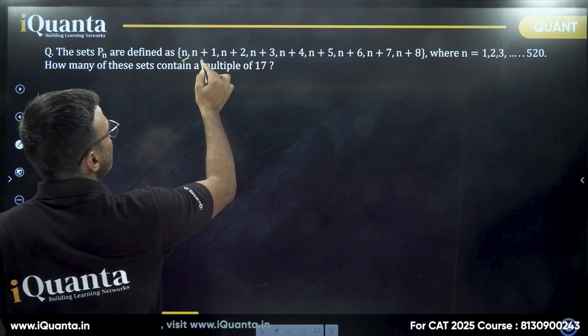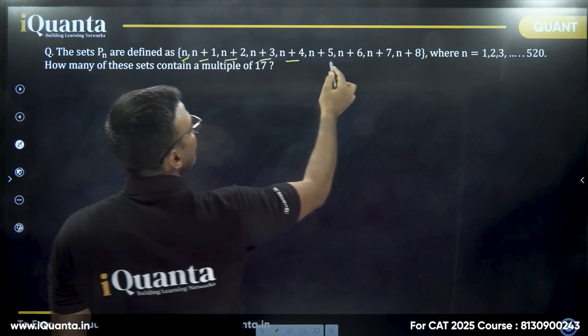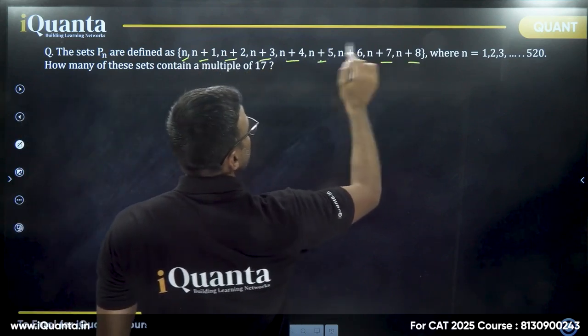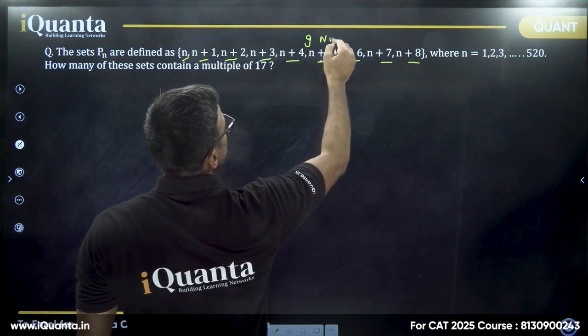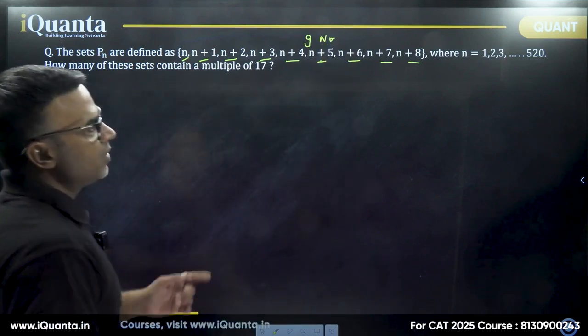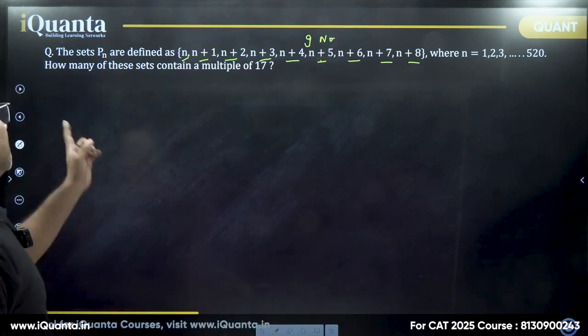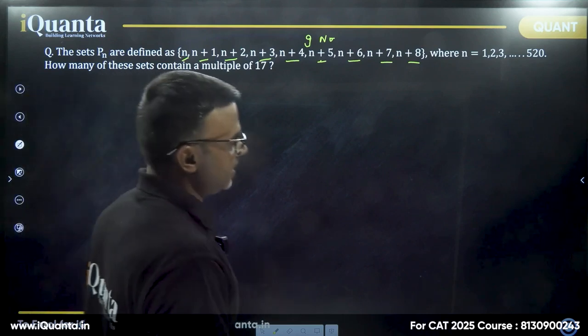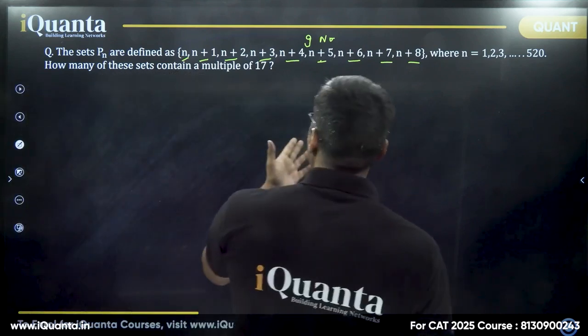Count it carefully. 1, 2, 3, 4, 5, 6, 7, 8, 9. 9 numbers are there, where n is equal to 1, 2, 3 up to 520. How many of these sets contain a multiple of 17? So first you need to understand the question, what exactly it means.